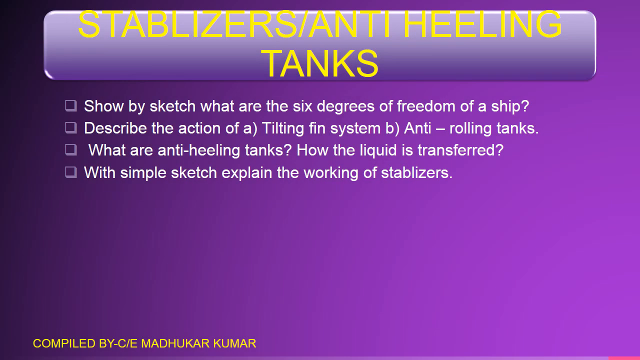Stabilizers and anti-heeling tanks, these 4 questions are there. By the sketch, what are the 6 degrees of freedom of a ship? Simple question. Describe the action of A, tilting fin system, and B, anti-rolling tanks. These two need to be explained with a diagram of the action of it.